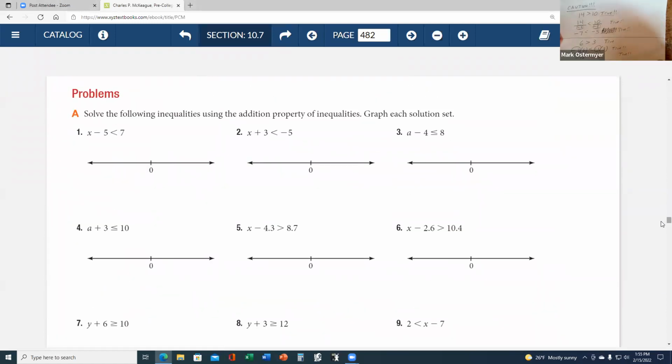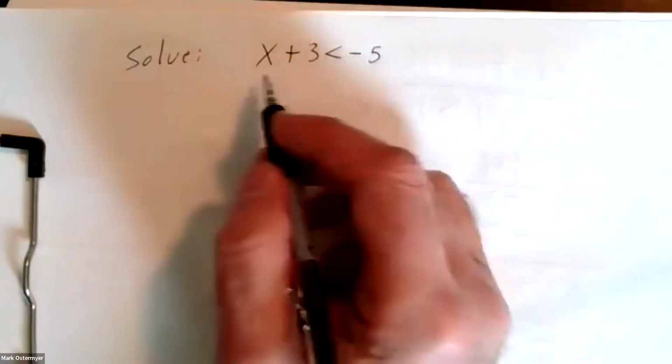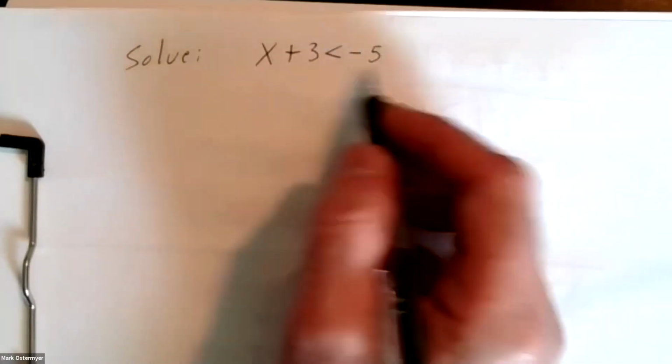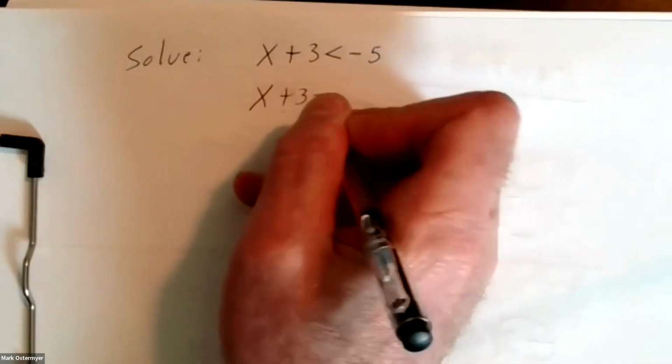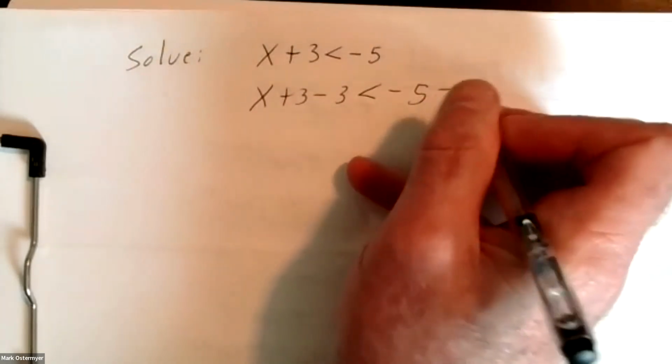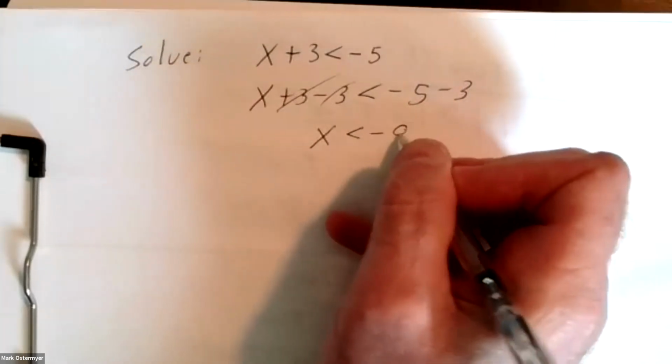All right, let's try problem number 2. They want us to solve this inequality for X for its solution set. So let's find all real numbers that satisfy this inequality of X plus 3 being less than -5. To do that, pretend it's like solving an equation. We've got to get the variable all by itself on the left side of our inequality. To do that, we subtract 3 from both sides. The 3's drop out on the left, leaving you with X. And on the right side, we have -8.